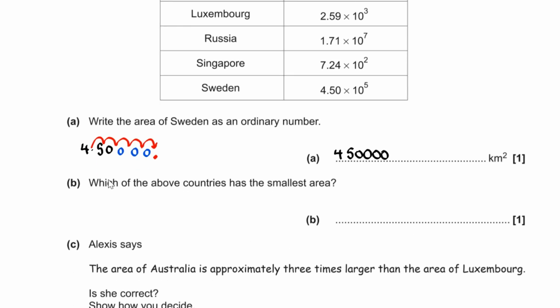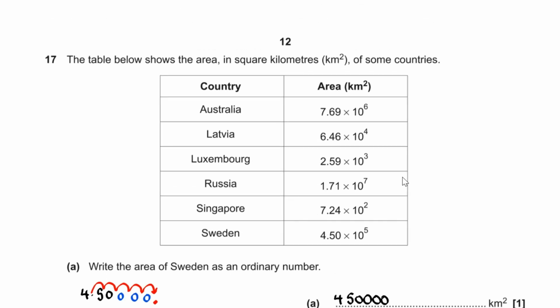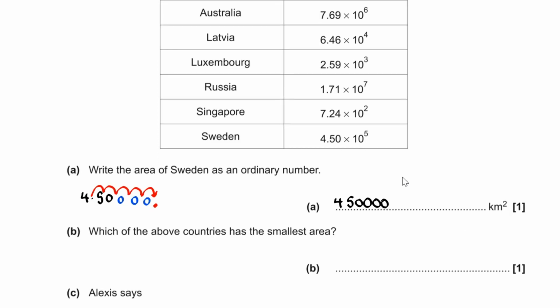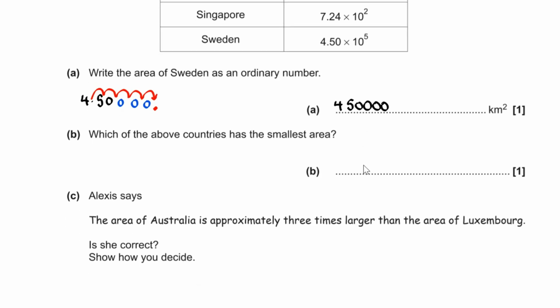And then we have to find out which of the above countries has the smallest area. Well, that's quite easy. If we take a look, looking at the smallest power of 10, that will be Singapore. So therefore Singapore has the smallest area.